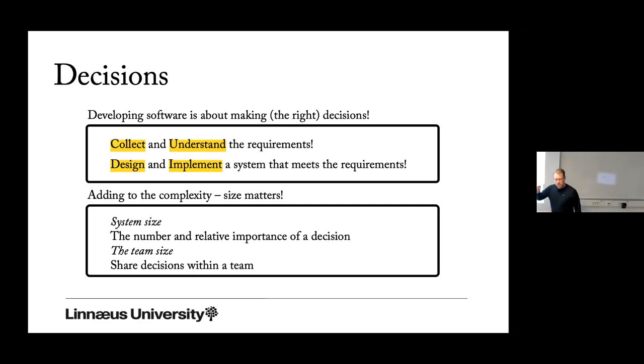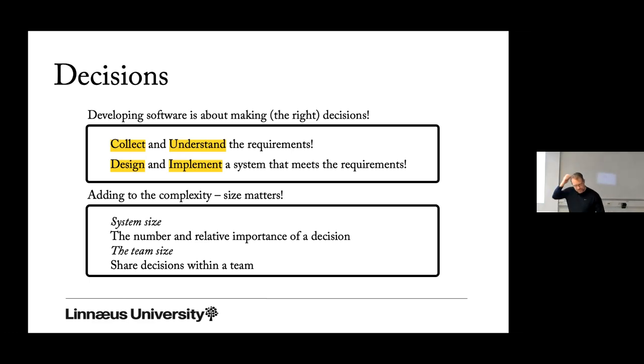But along the road here, you make a lot of decisions. But the thing here is that some decisions are different than others, because some decisions have an impact on a large part of the system, whereas other decisions have just a very local impact. So for instance, if you decide to use a for or a while loop, that is a design decision, but it has an extremely local impact.